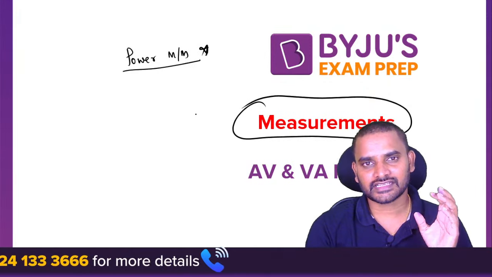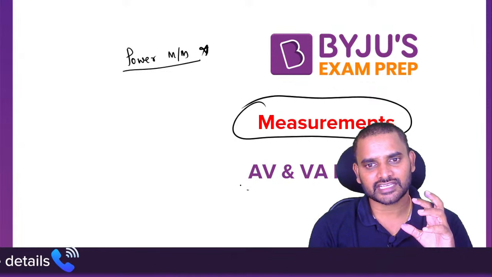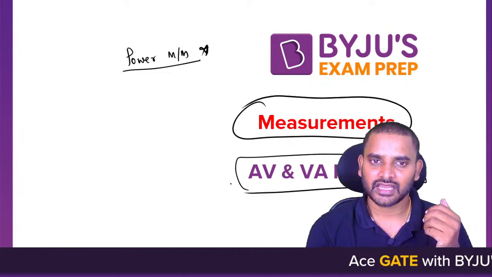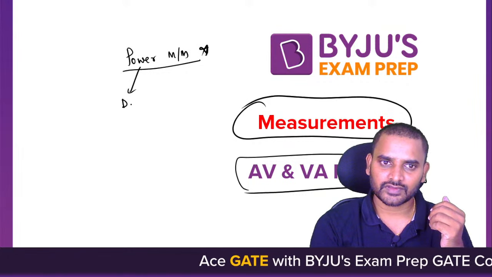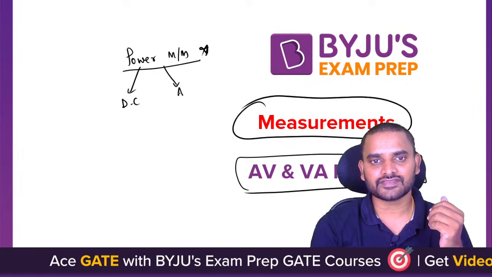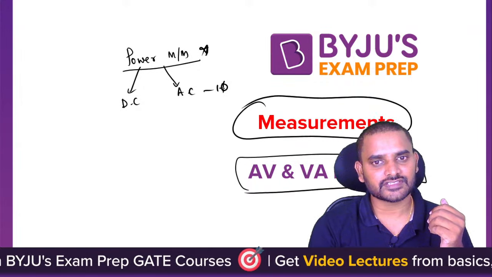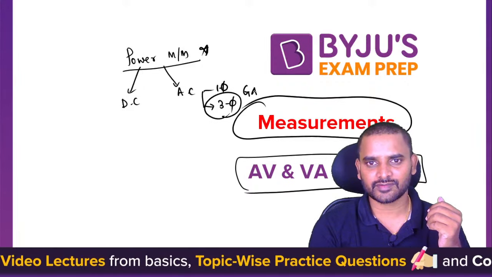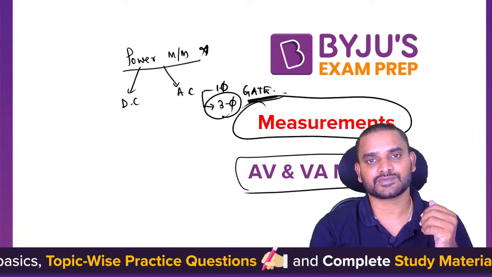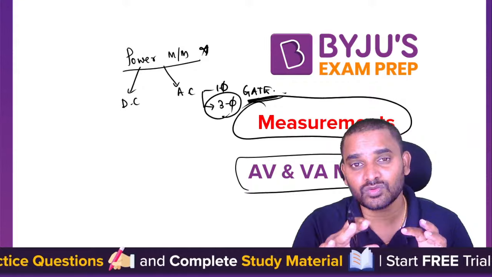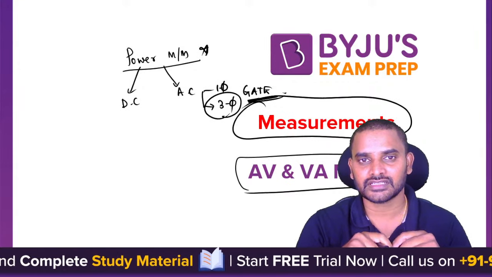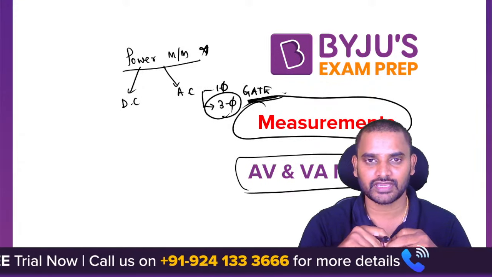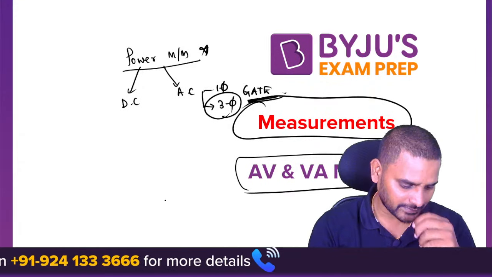When it comes to ESE, you can expect a question from the ammeter voltmeter method or voltmeter ammeter method, and also single phase power or otherwise three phase power. When it comes to GATE, they will be asking questions on three phase power measurement, especially the 2 wattmeter method. 2 wattmeter method based questions you can expect. Okay, so let's see here.